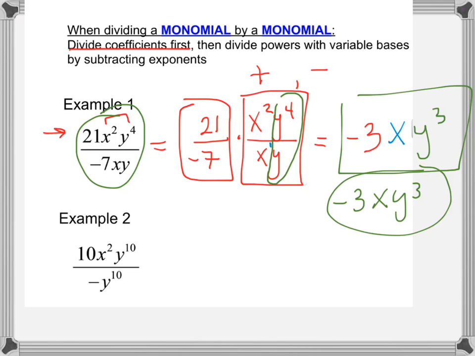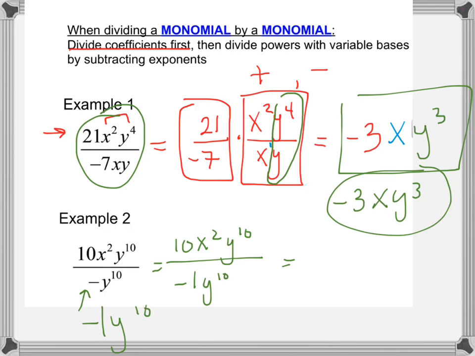Okay, so in our minds we're going to want to think of dividing the coefficients, and then we divide each power with the same base as we go through the monomial. Okay, so for this one, on the top the coefficient is 10, but remember, whenever you see a negative sign like that, you want to think of that as a negative 1 as a coefficient. So the bottom can be rewritten this way. Okay, so this is 10x squared y to the 10th over negative 1 y to the 10th.